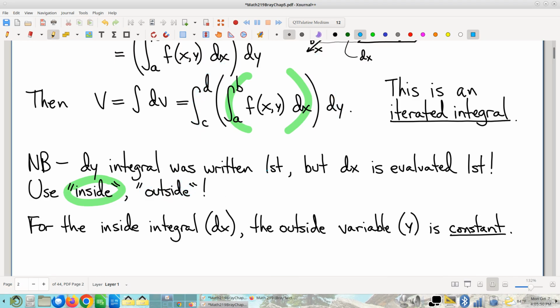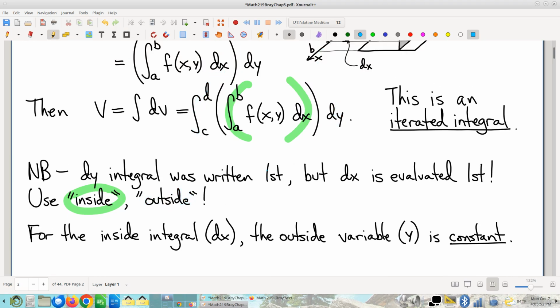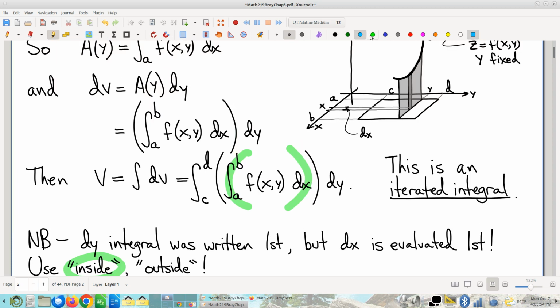That inside integral. Don't forget that inside integral. Coming back to the picture, the inside integral represents this area. For which purpose? y is a constant. It has to be constant because it's got to be settled before I even know what area I'm trying to compute. And notice that y, that is a constant, is the outside variable.